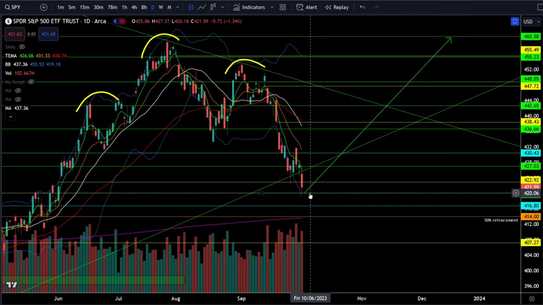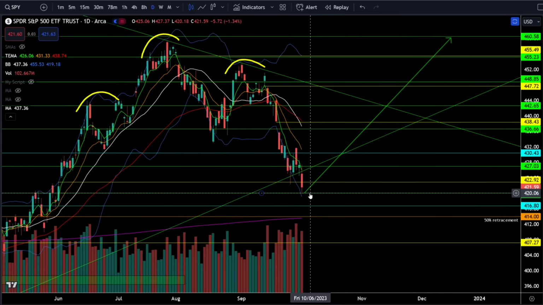So 420 is a great level, whether you're a bull or a bear. This is a critical level that every trader should have on their trade plan. And it is going to be very important whether or not we are above or below this level. So you longer term swing traders, this should be your focus right here at SPY 420.